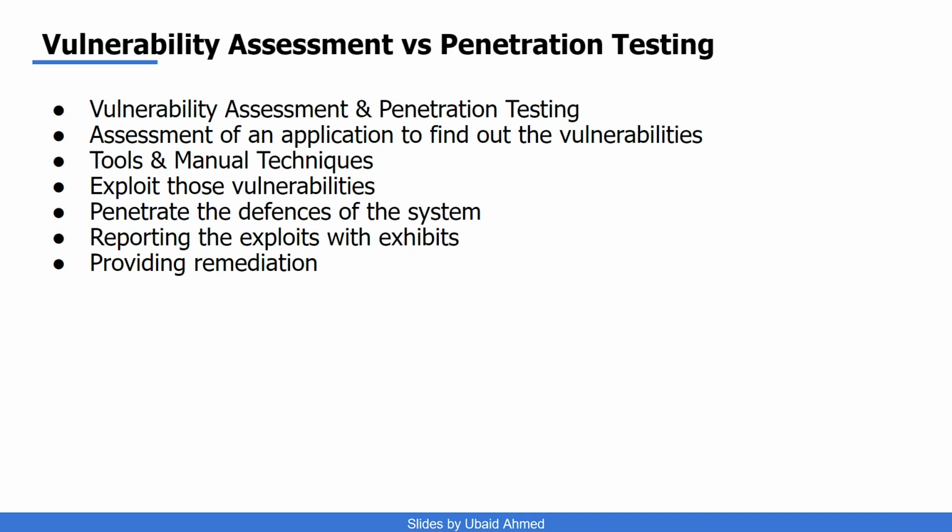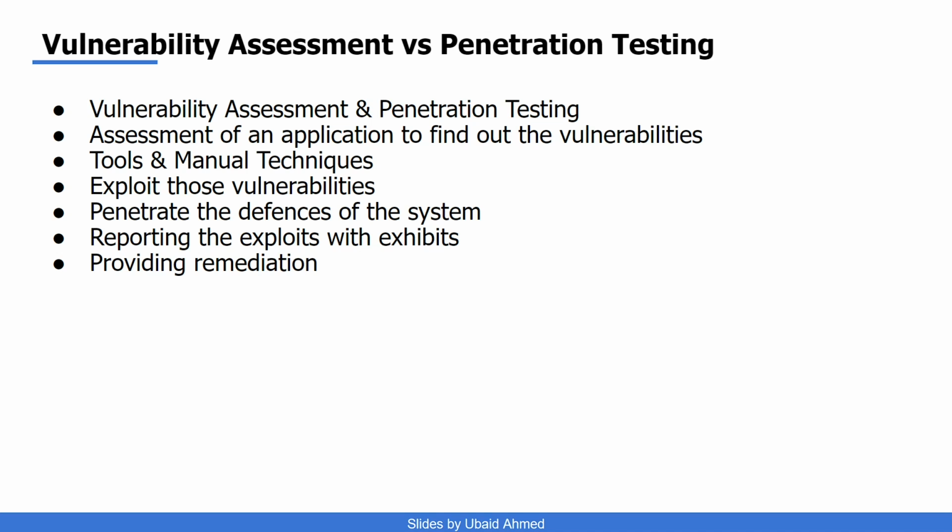So, vulnerability assessment and penetration testing. Often it's confused that VAPT, or vulnerability assessment and penetration testing, is the same thing. However, these are two different things. We have vulnerability assessment, that is the assessment of an application to find out the vulnerabilities or loopholes or weaknesses. And then there comes the penetration testing. Based on the weaknesses that we have found, we make use of certain tools and manual techniques to exploit those vulnerabilities. We try to penetrate the defenses which are already present in the application. If we can break those defenses and cause havoc in the application, this is the penetration testing.